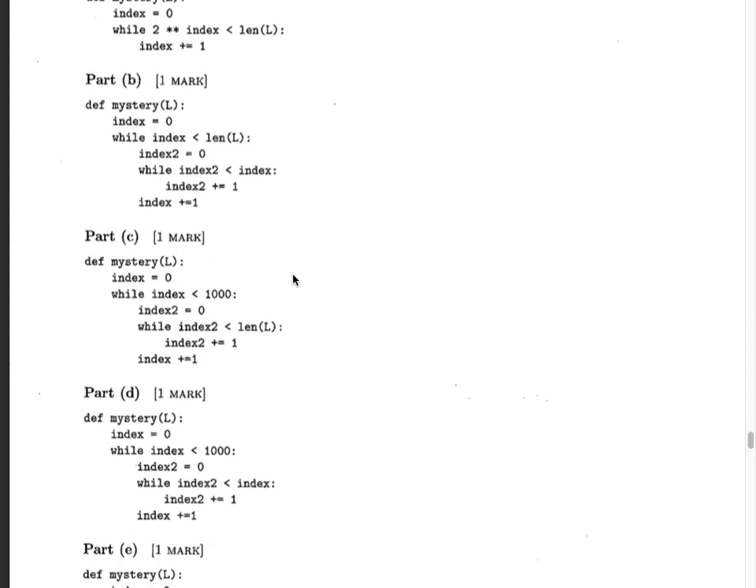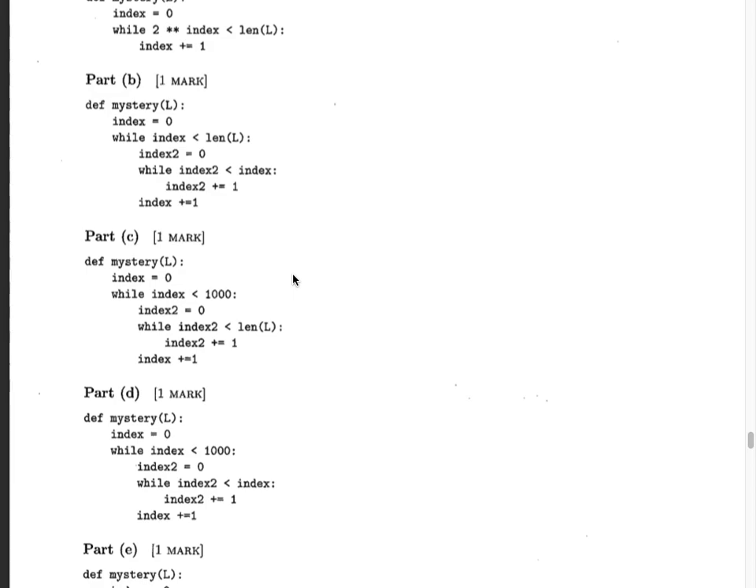Okay, so these are embedded loops or nested loops, which has the effect of multiplying the complexity. If you have a loop that repeats 10 times and an inner loop that repeats 5 times, you've in fact done something 50 times. So here the complexity is going to multiply. I have an index, and they basically have two indexes. One is counting to the length of L, and one counts to the upper index.